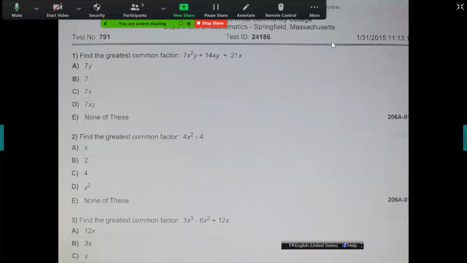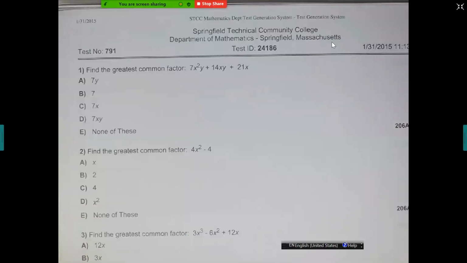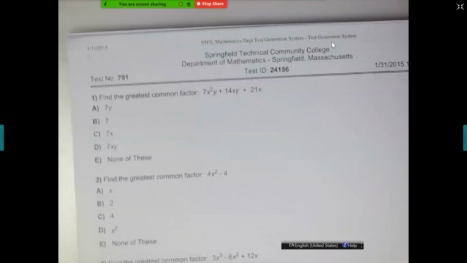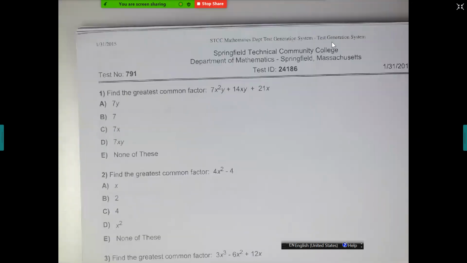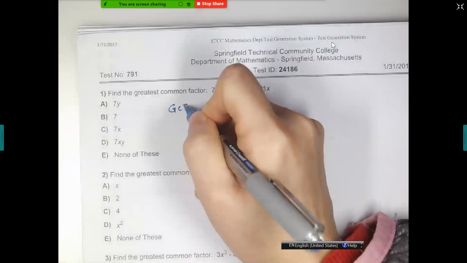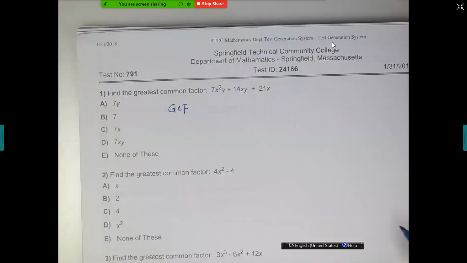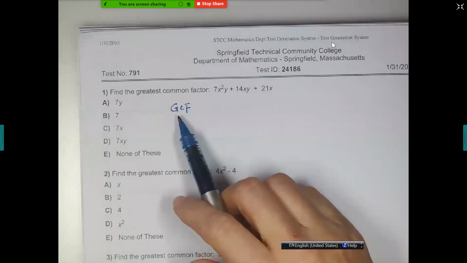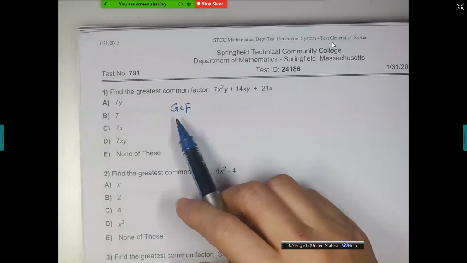See, midterm 791 only covers chapter 6. And the first few problems will test us on how to factor the polynomial if we are able to find a common factor. And we will always find the GCF out. So the problem you see will be: factor the polynomial or factor the GCF out.